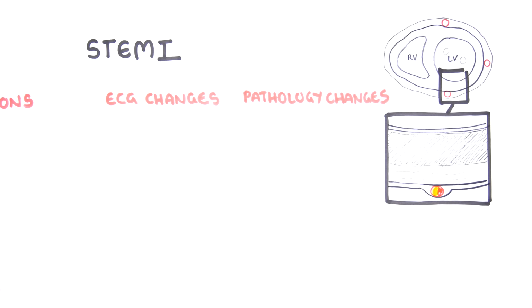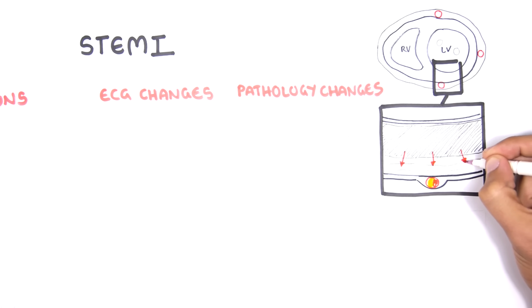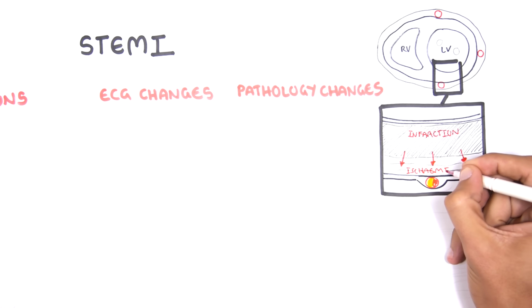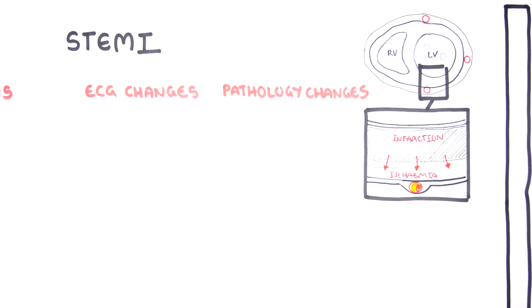In a STEMI, there is total occlusion of the artery that supplies the area of the heart, and essentially a transmural infarction has occurred. The infarction occurs distally to the vessel and then progresses proximally unless the occlusion is stopped or resolves.